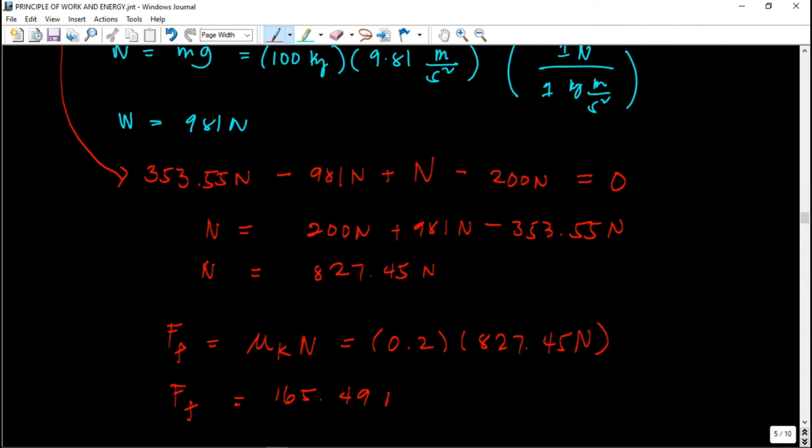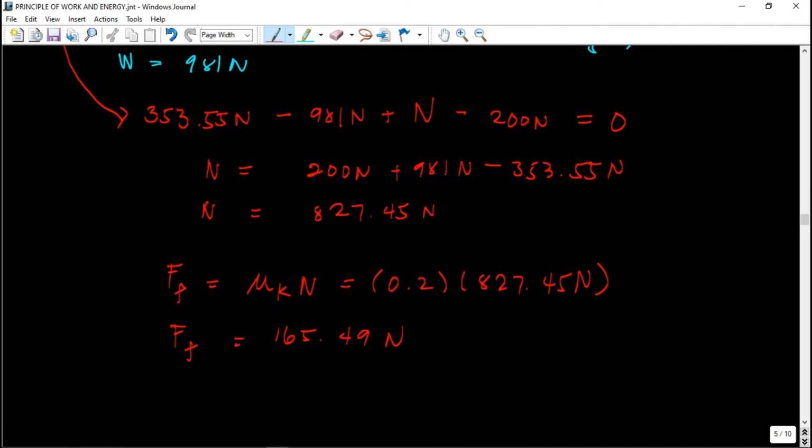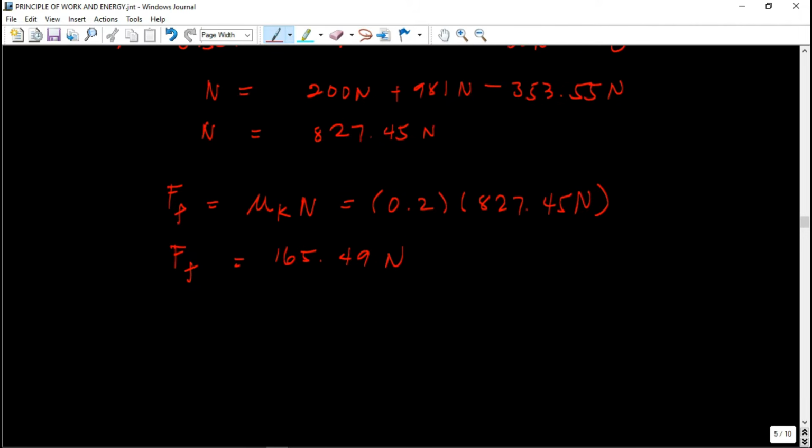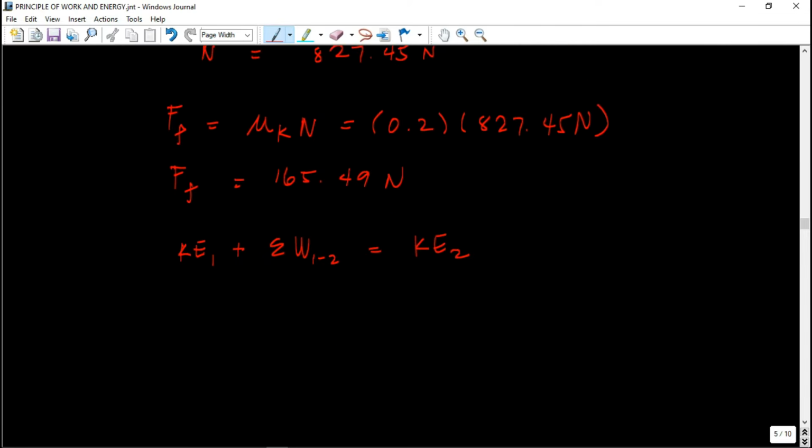Okay, that is in newtons. Since we have now the frictional force, let's go back to the principle of work and energy. That is the initial kinetic energy plus the summation of work is equal to the final kinetic energy. So let's go back to the concept of work. Work is force times distance.